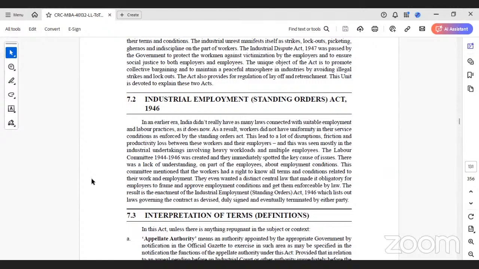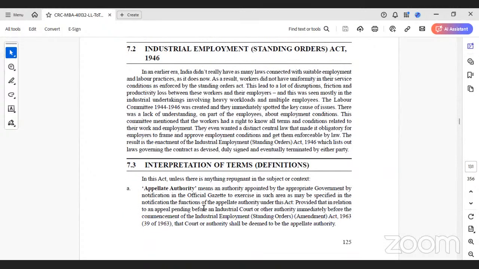So this committee mentioned that the workers had a right to know all the terms and conditions relating to their work and employment. They even wanted a distinct central law which made it obligatory for the employers to frame and approve employment conditions. So the result is the enactment of the Industrial Employment Standing Orders Act 1946.